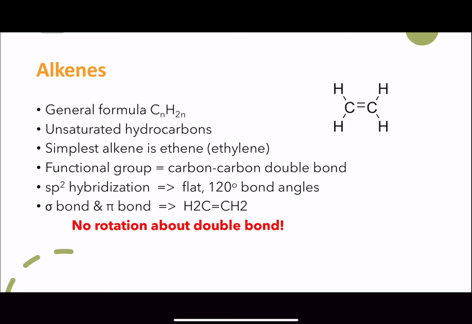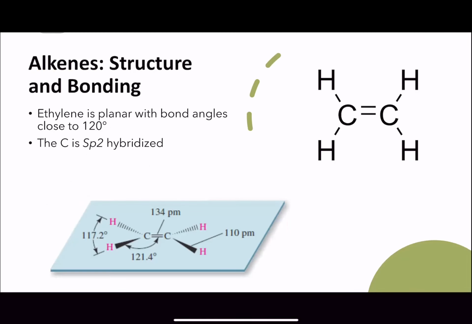There is a sigma bond and there is a pi bond. The simplest alkene we know is ethene, or ethylene, and it has two carbons with a double bond between them and four hydrogens. Because it has a double bond, there is no rotation about the double bond, unlike the sigma bonds in alkanes. So in alkenes, there is no rotation around the double bond.